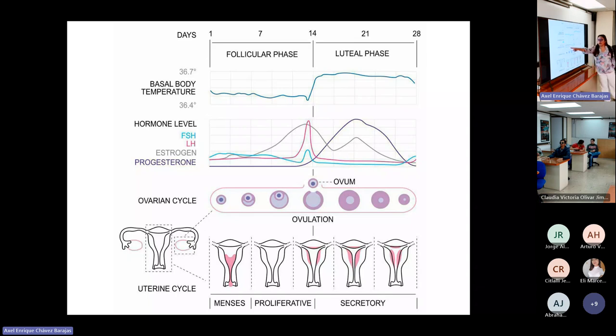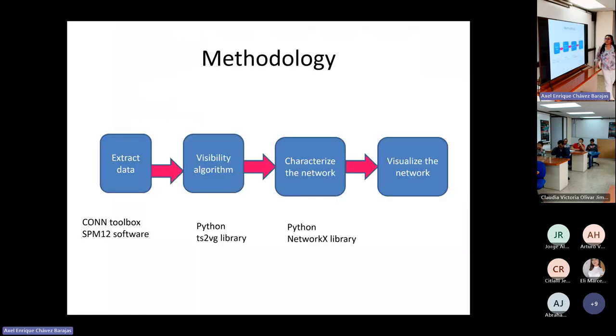Progesterone has a low level, and around the 14th day, progesterone starts to increase, which corresponds to when the tissue starts to grow. This tissue increases in volume, and if the woman doesn't have a baby, then menses starts. Our methodology starts with extracting the data from a data set that is open source.